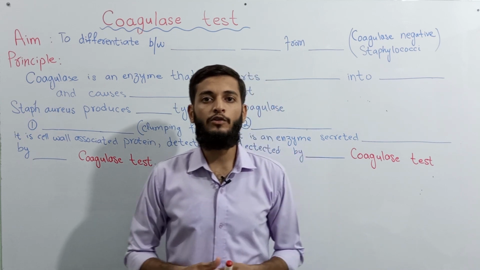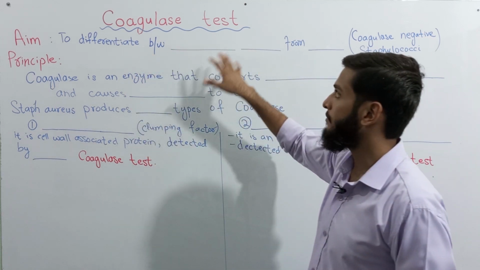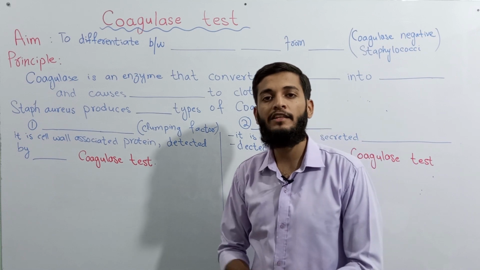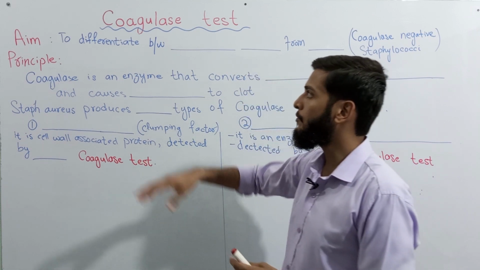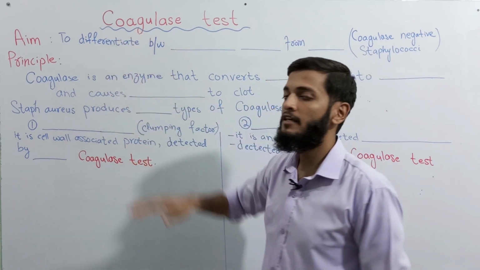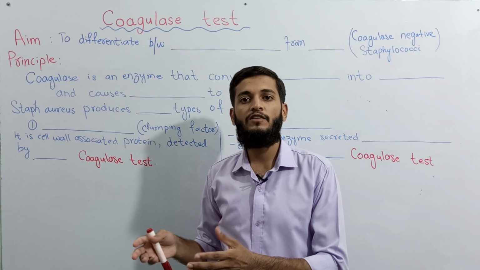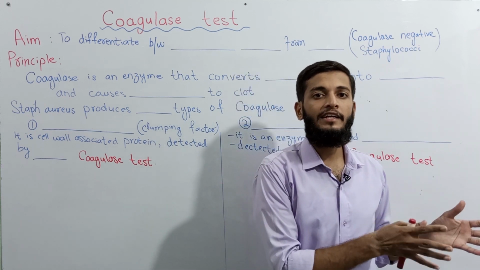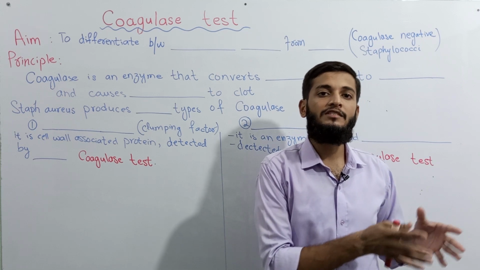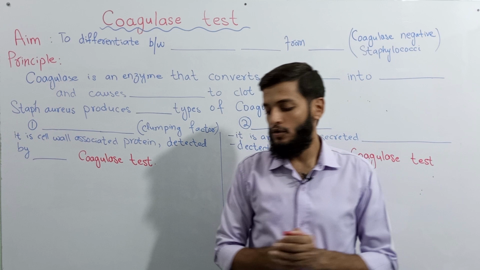In this video, we will talk about the coagulase test. Coagulase is an enzyme, and the coagulase test detects whether a bacteria carries the coagulase enzyme or not. The aim or purpose of this test is to differentiate between Staphylococcus aureus, which carries the coagulase enzyme, from coagulase-negative staphylococci, that means other staphylococci which do not carry the coagulase enzyme.